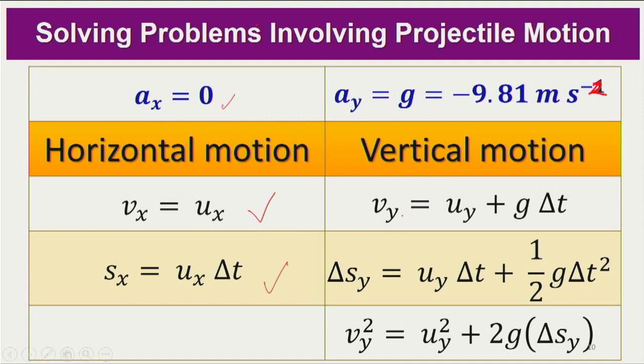When I'm talking about vertical motion, we have Vy equals Uy plus g delta T, where delta T refers to the time taken. Next, the displacement Sy equals Uy times delta T plus half g delta T squared, and Vy squared equals Uy squared plus 2gS.